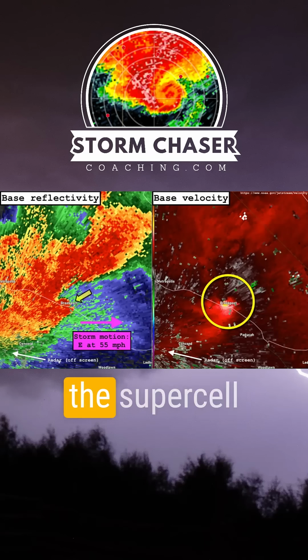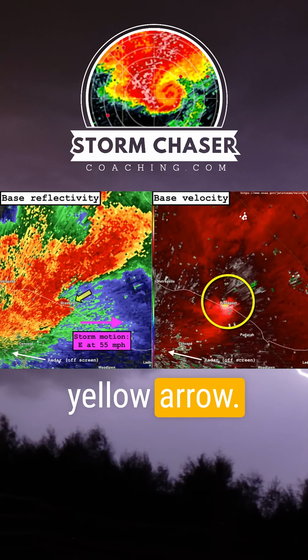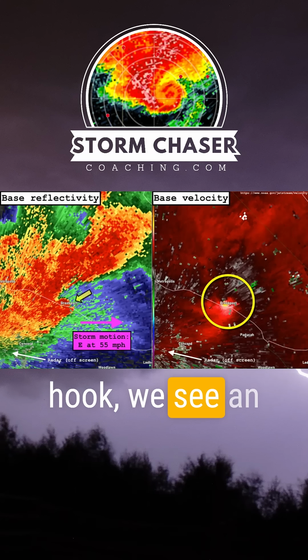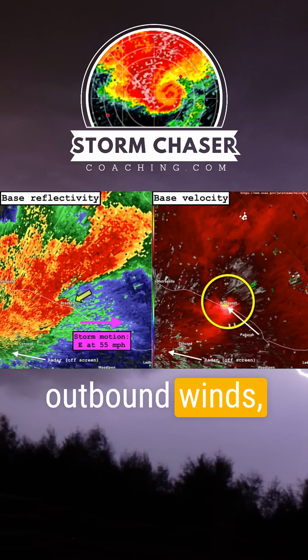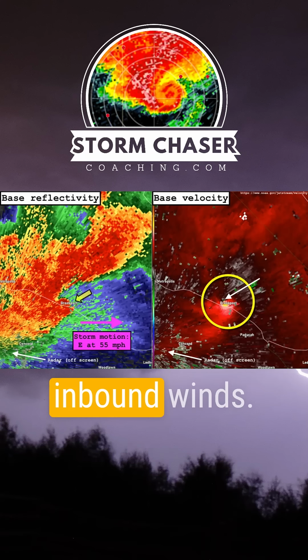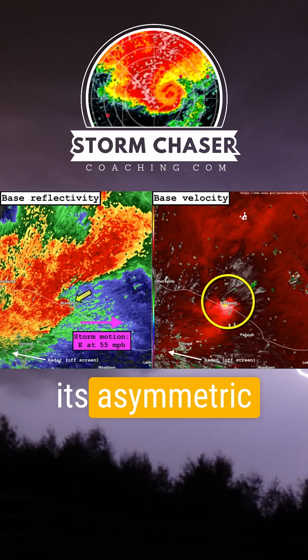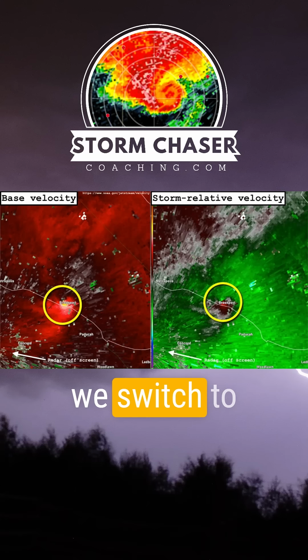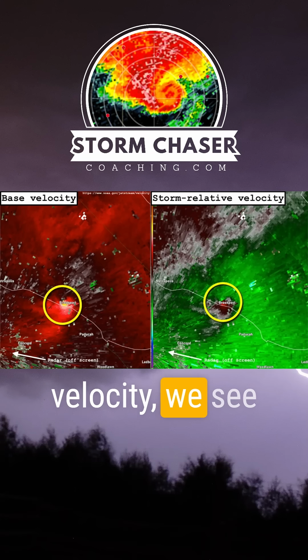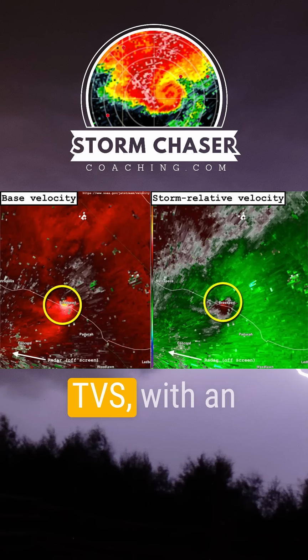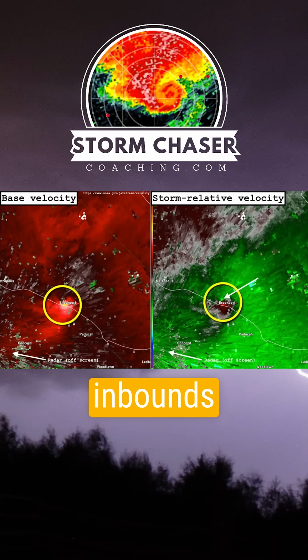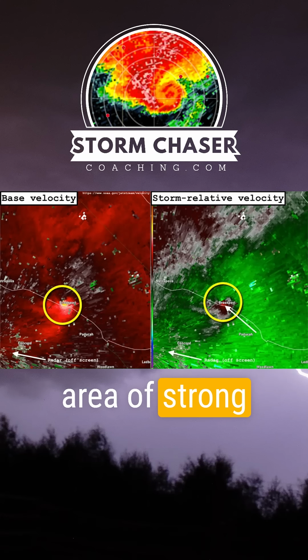As you can see, the supercell possesses a well-defined hook echo as denoted by the yellow arrow. At the tip of the hook, we see an area of strong outbound winds, but very little in the way of inbound winds. At first glance, you might overlook this signature given its asymmetric nature, but when we switch to storm relative velocity, we see a much clearer depiction of a TVS, with an area of strong inbounds adjacent to an area of strong outbounds.